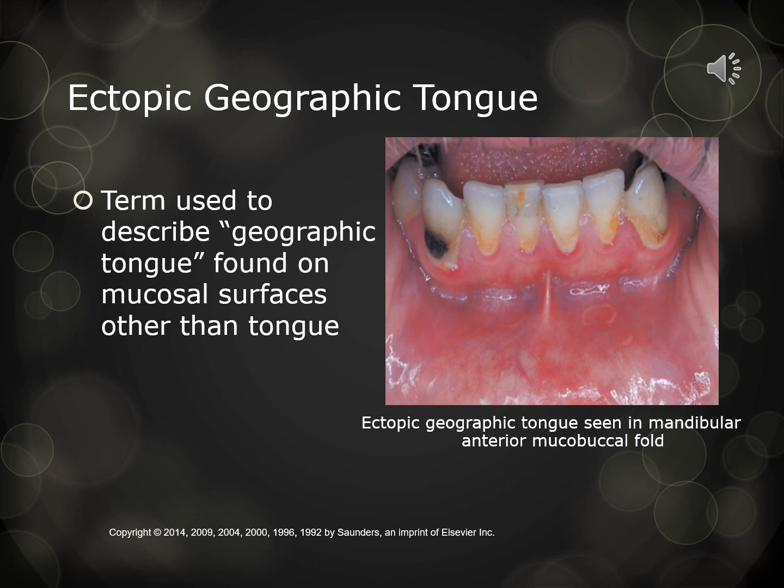This is a picture of the ectopic geographic tongue. The term is used to describe geographic tongue found on the mucosal surfaces other than the tongue. Ectopic meaning in an abnormal place, mucosa, instead of the regular position, the tongue.